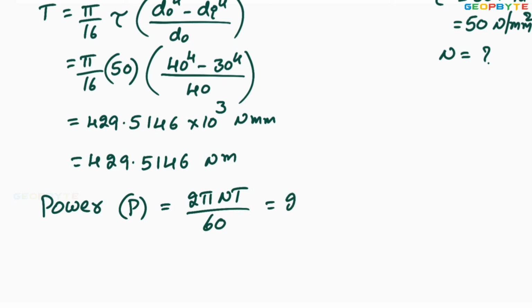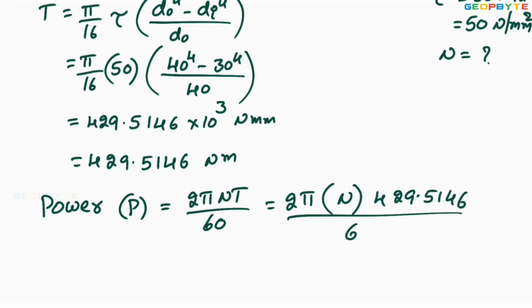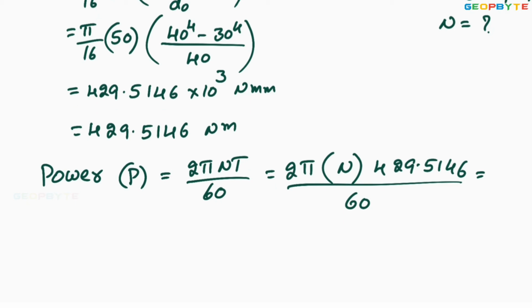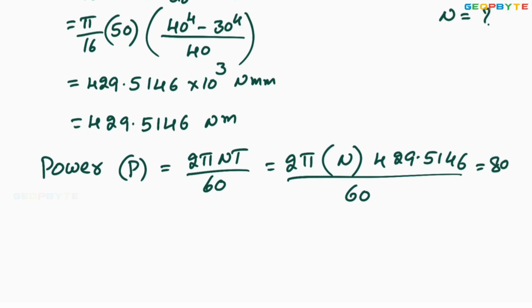It is equal to 2 into pi into N, N to be found, into T, 429.5146, divided by 60. What is this power value? Look at the power value given: 80 into 10 raised to 3 watts.